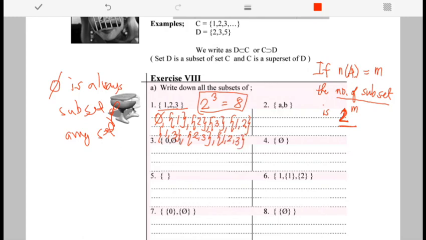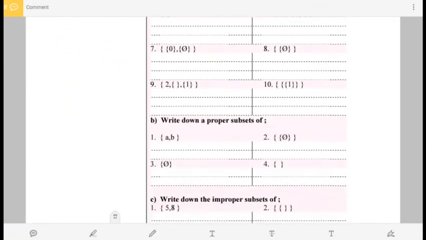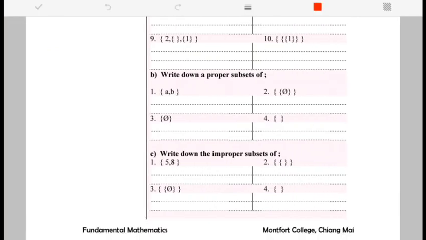So meaning we have 8 subsets. Let's see. 1, 2, 3, 4, 5, 6, 7, 8. Therefore, we have 8 subsets. Easy, right? Now let's have exercise letter B. Here you have to write down the proper subsets. If you write the proper subsets, that means all the subsets except the equal set. If you have 2 elements, you have 2 to the power of the number of elements, which is also 2. So that means you have 4 subsets.